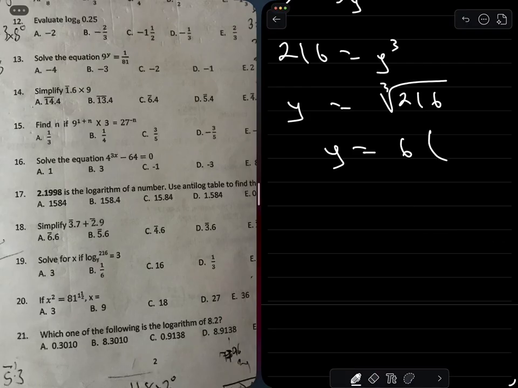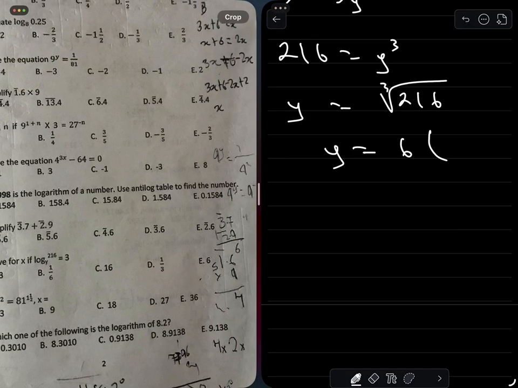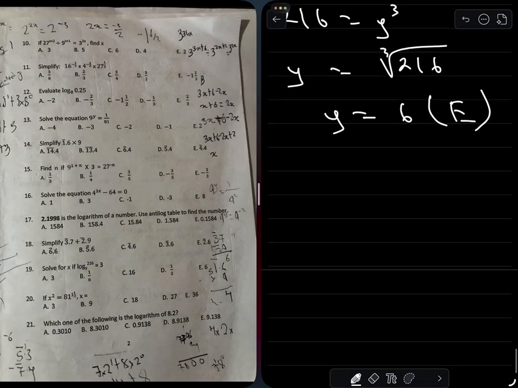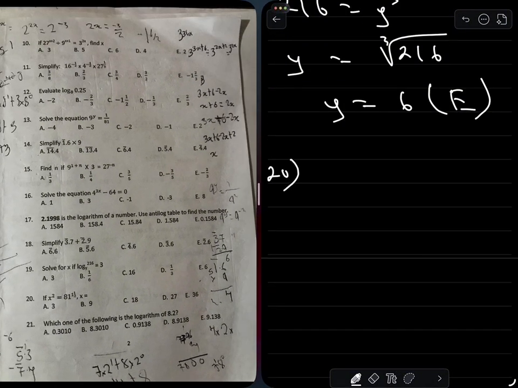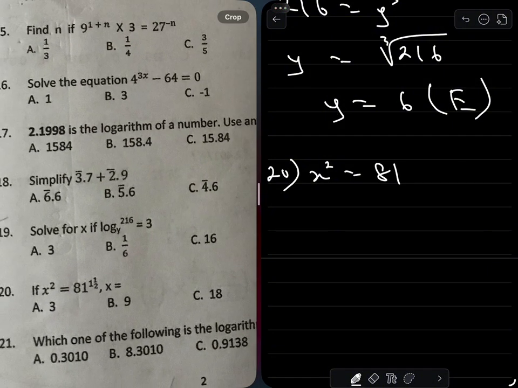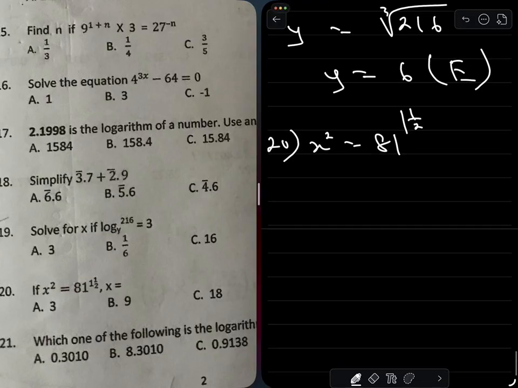So what's the correct option? Option E. We go to the next, number 20. It's just ten more to go. If x square equals 81 raised to power 1 over 2... find x. If x square equals that, x equals what?